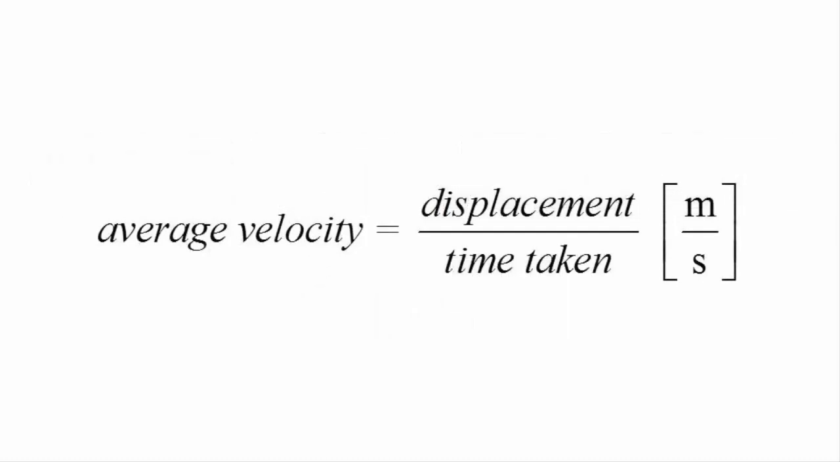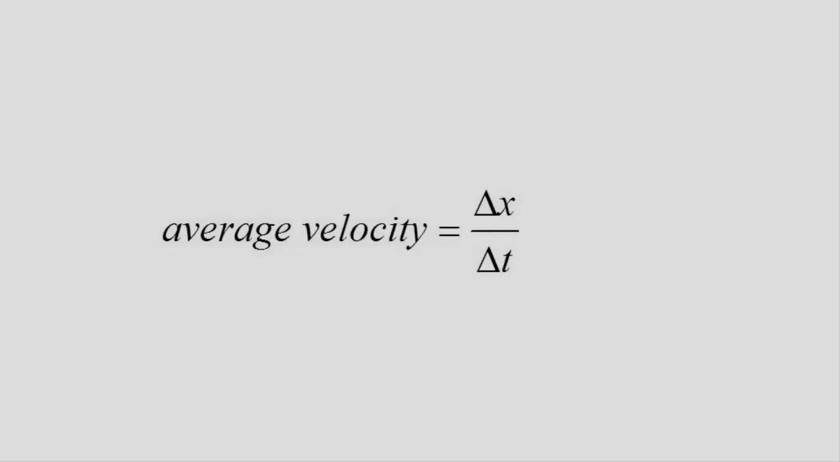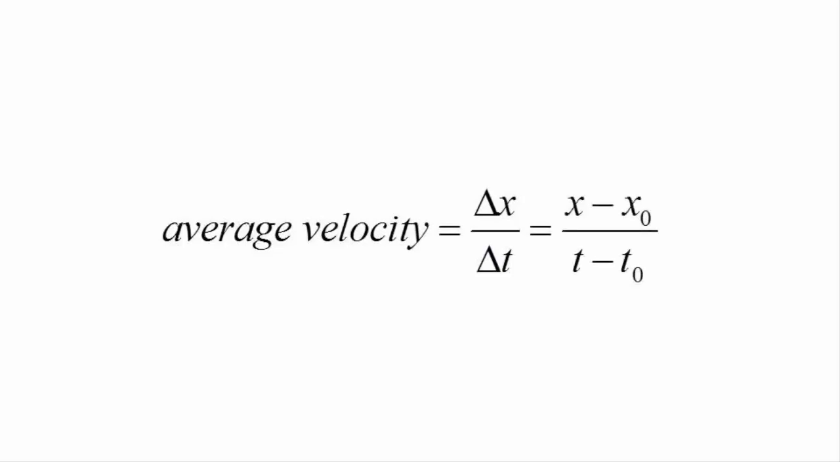In the last video, we defined the average velocity as a change in position or displacement divided by the time taken, where displacement is the difference between the final position and the initial position. The average velocity can be written as delta x divided by delta t, where delta x is the final position minus the initial position, and delta t is the final time minus the initial time.